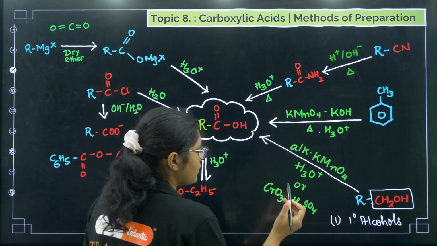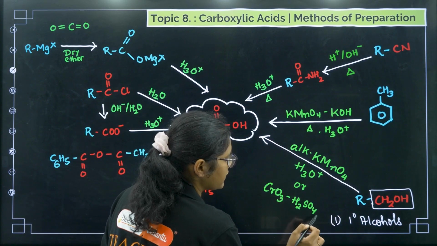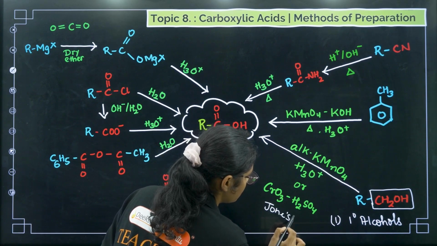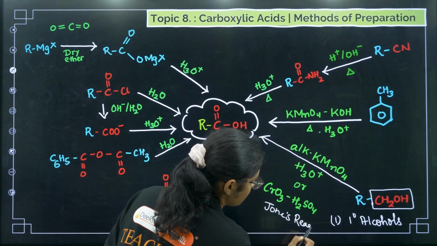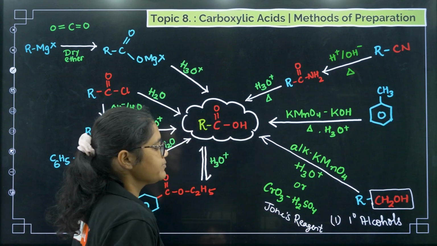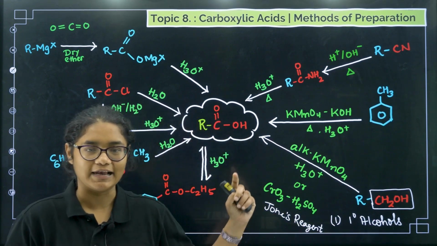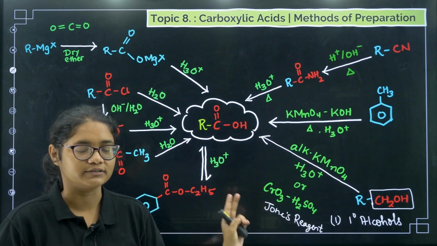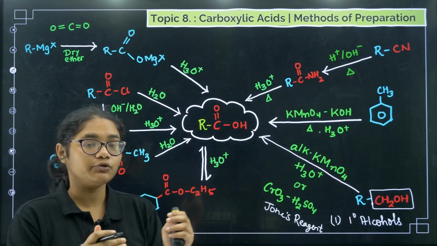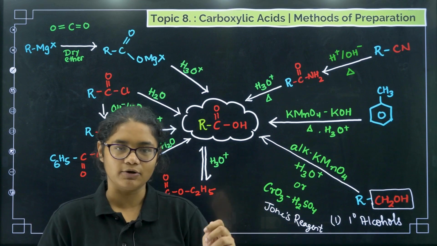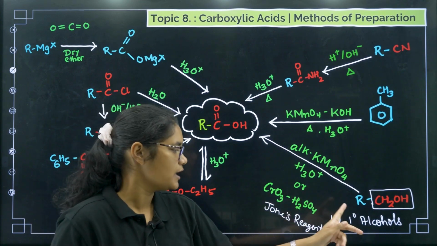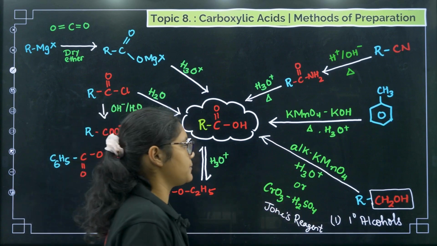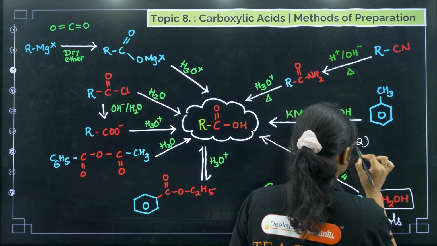Okay, next, what is this one? You can also use CrO3 in presence of H2SO4. This is called Jones reagent. Clear? So we have 2 reagents that we can use, alkaline KMnO4 and H3O+, or you can use CrO3 with H2SO4, called Jones reagent. Now if you use only CrO3, that is a mild oxidizing agent, and that will convert alcohols to aldehydes. Clear? First one.